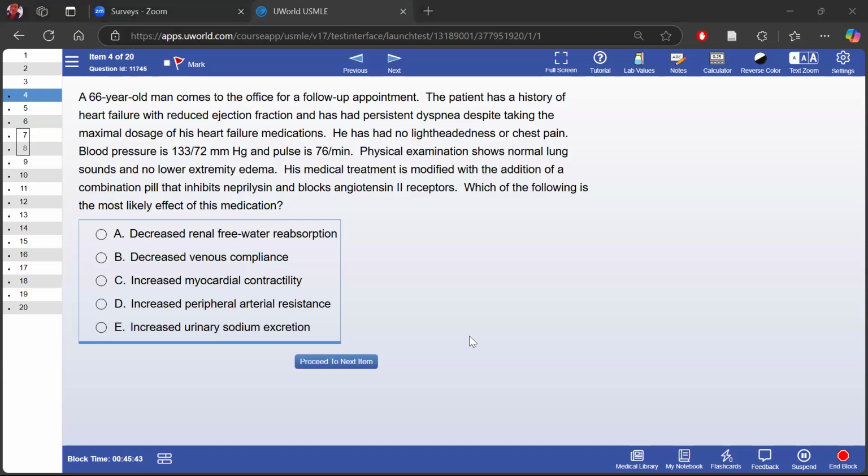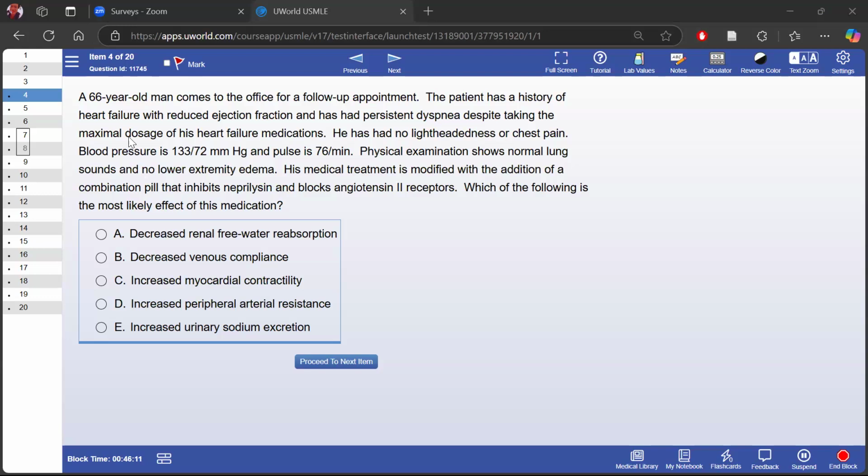Okay, right, that's another good one. Good question. And here the popular answer is A, decreased renal free water reabsorption, and E, increased urinary sodium excretion. All right, let's see. Which of the following is the most likely effect of this medication?